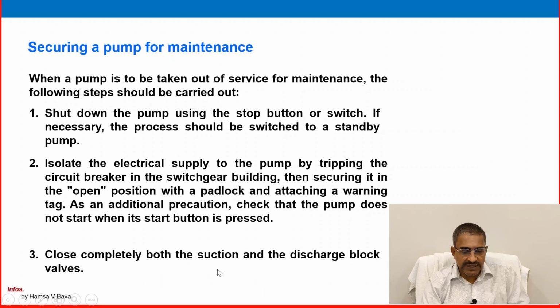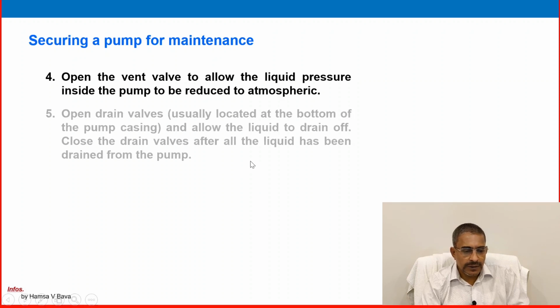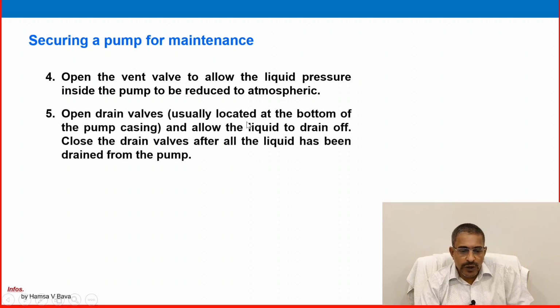Close completely both the suction and discharge block valves. Mechanical isolation is very, very important. Open the vent valve to allow the liquid pressure inside the pump to reduce to atmosphere. So just venting, slowly crack open. Open the drain valve, usually located at the bottom of the pump casing, and allow the liquid to drain off to the closed drain. Close the drain valve after the liquid has been drained off the pump.